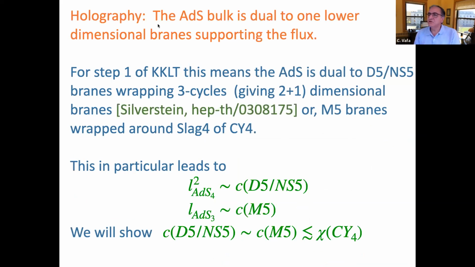As is usual in holography, the AdS bulk is dual to a lower-dimensional brane supporting the flux. So this naturally suggests that, in the first step, the AdS holographic dual in the perturbative type IIB can be viewed as D5 or NS5 branes wrapping 3-cycles, giving 2+1 dimensional domain walls, or, excuse me, in the M-theory language, M5 branes wrapping around the special Lagrangian 4-manifold, SLAG4, of the Calabi-Yau fourfold.